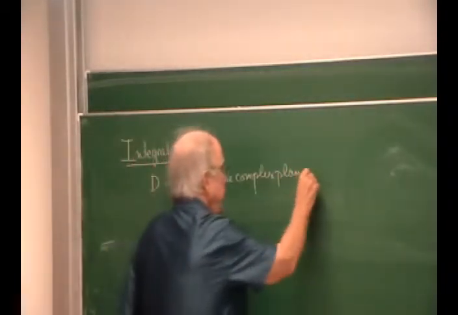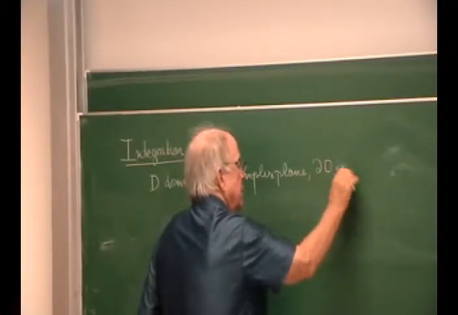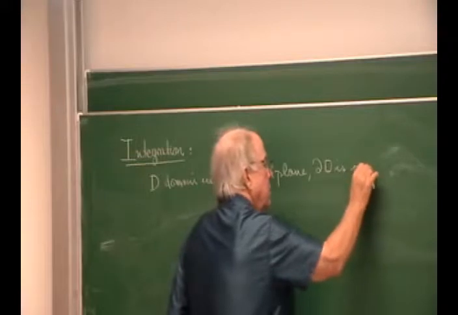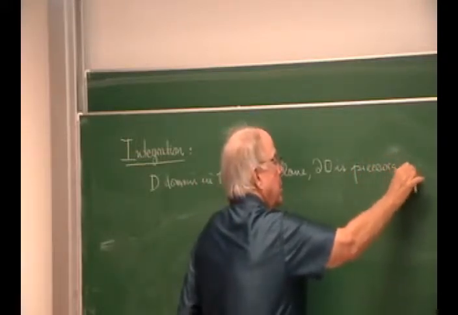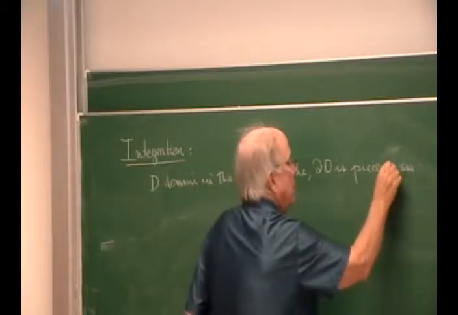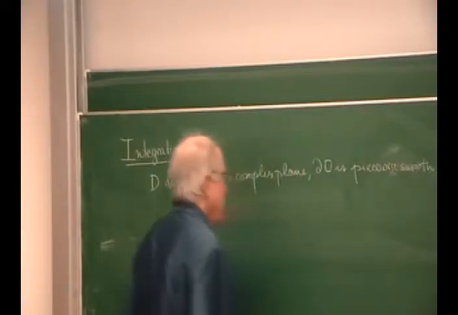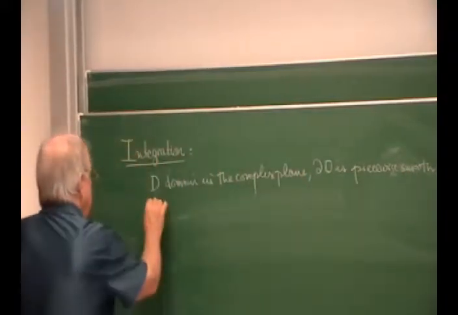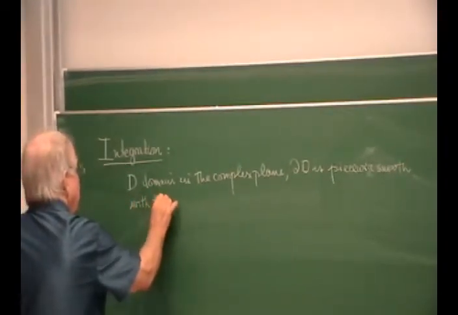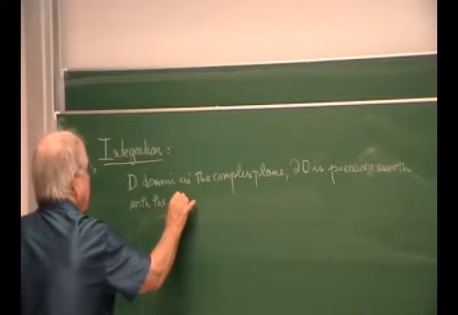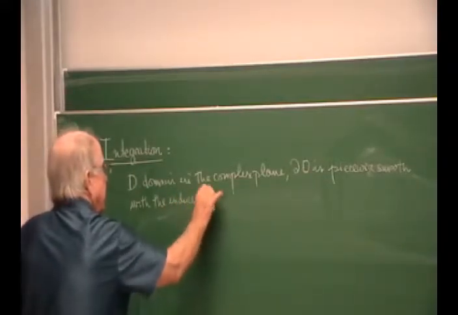And the boundary of D is piecewise smooth. A reasonable boundary equipped with the induced orientation, this is what we call standard orientation.